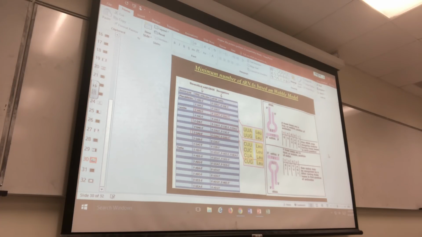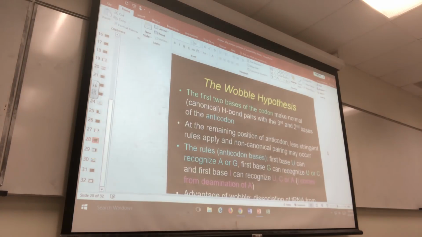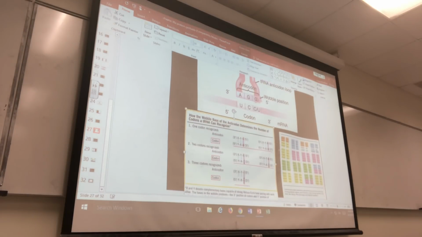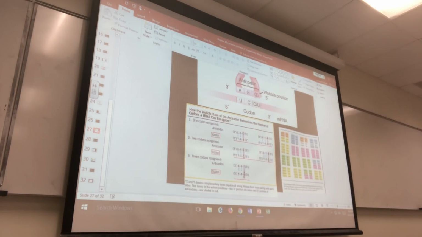Yes? Is that the chart we're going to be given on the exam? Not these 2. The one that you'll be given for Wobble base pairing is going to be this one right here. And that's okay. Per amino acid or just in general? This is per codon.